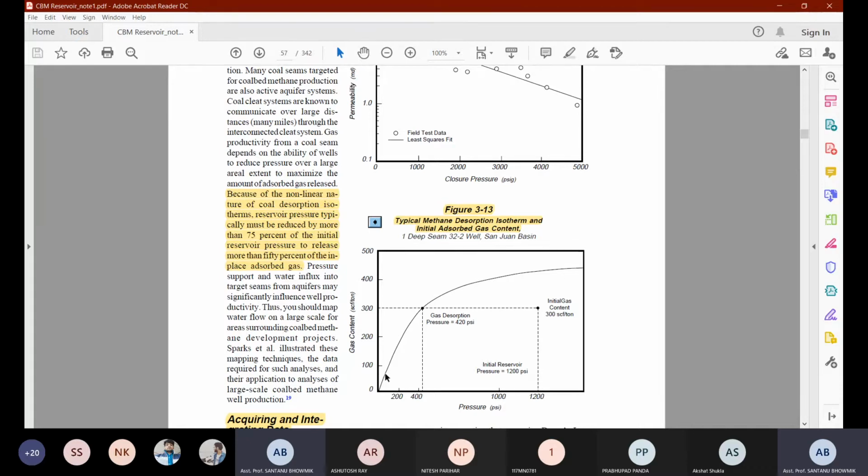So this fine line is the desorption isotherm graph, which relates at what pressure, at this particular temperature, the gas content is present in SCF per ton, standard cubic feet per ton. Standard cubic feet means 15.5 degree centigrade temperature and atmospheric pressure, 101.3 kilopascal.